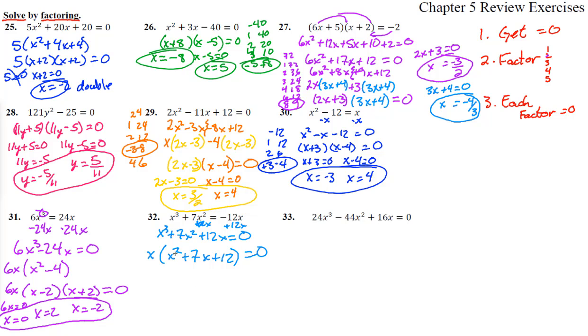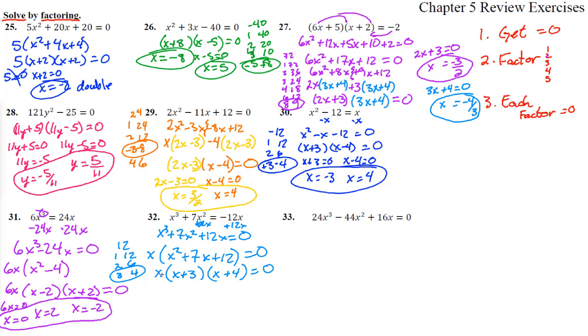And this one is now a 1-2-3 trinomial, leading coefficient 1. So that means it's going to break up very nicely in one step. What times to 12 and adds to 7? 1 and 12, 2 and 6, 3 and 4. There's our adding to 7 right there. So it's an x plus 3 and an x plus 4, and there's your x right there.